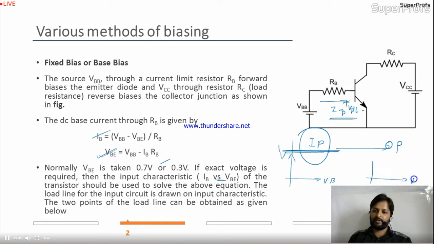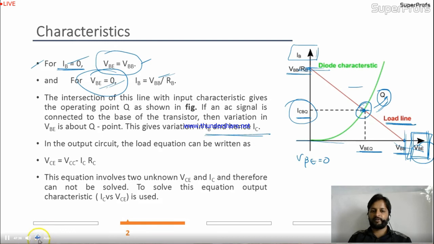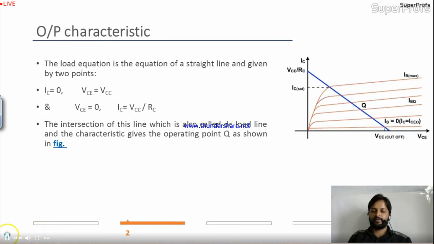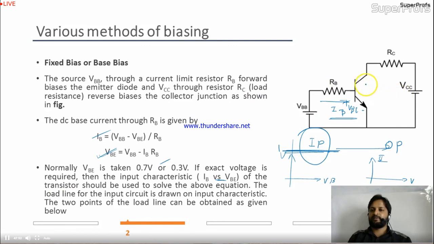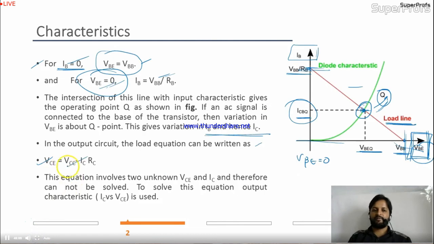Now we'll see output current and output voltage. Is it okay? So now we'll see the output circuitry. Now in the output circuit, the load equation can be written as VCE equal to VCC minus ICRC. Let's come to the diagram over here. This is VCE, am I right? If this is the current IC, this IC will be VCC minus VCE divided by RC. Is it okay to you? So the same thing is given over here.